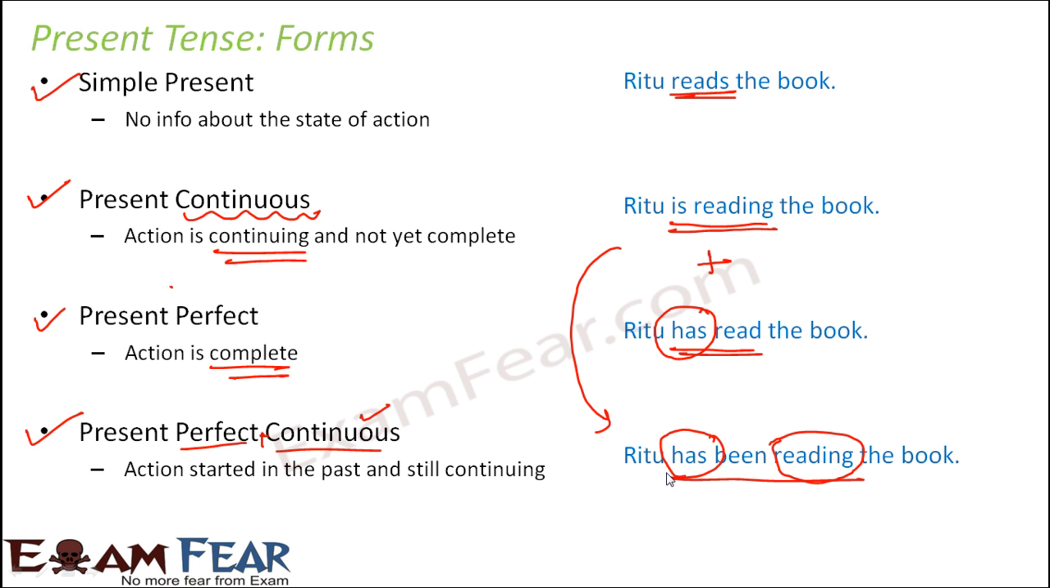So she has still not completed reading the book. Maybe she has been reading the book for 5 years. She has been reading the book for the last 2 hours. It could be anything. But she started reading the book in the past, and she's still continuing to read the book. So the action started in the past, but it is still continuing. So these are the 4 forms of present tense.